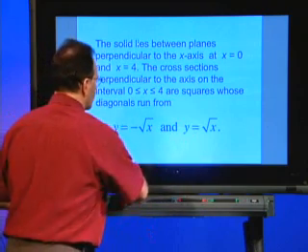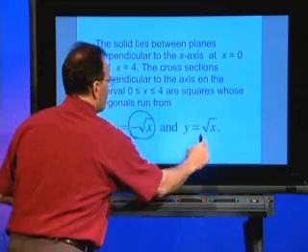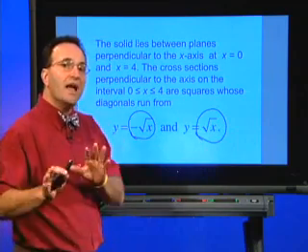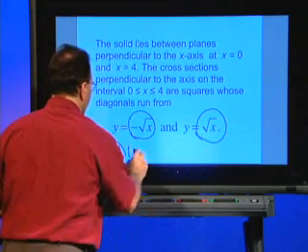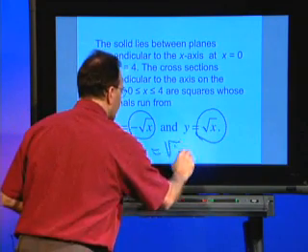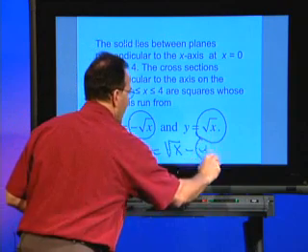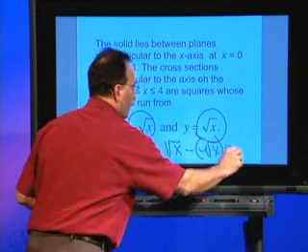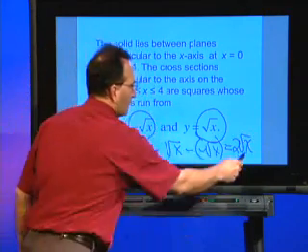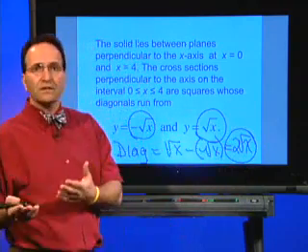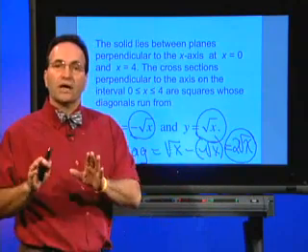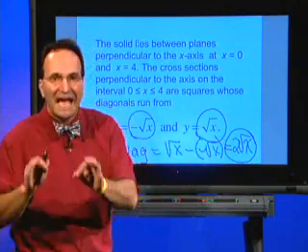Well, if the diagonals run from y equals the negative square root of x to the square root of x, then a diagonal would be equal to the square root of x minus negative the square root of x, which of course is 2 square roots of x. So that's the diagonal. And from the diagonal of the square, we can say that the area of the square will turn out to be 2 times x.